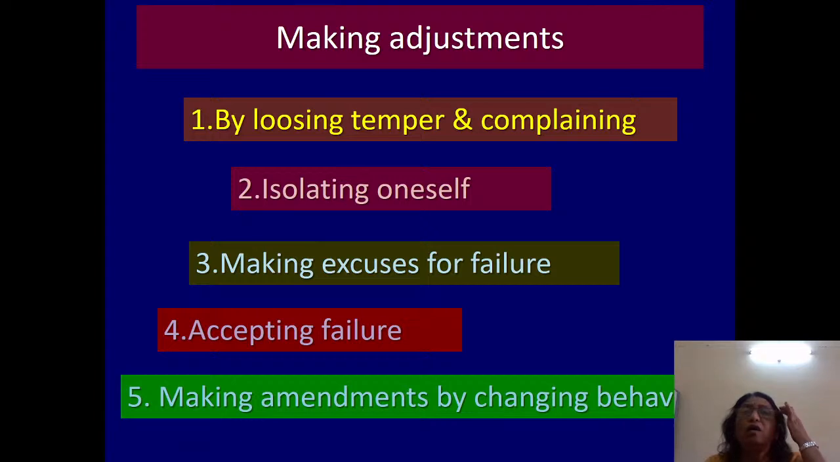Making adjustments: how we can make adjustments and behave. Some of them may adjust themselves and behave normally, while some lose their temper and keep complaining all the time. I will tell you one incident in one of the universities. The student kept complaining: this is not there, that is not there, this class was not good, that class was not good, all the time. Ultimately, one of the faculty asked that student, okay, if you are not satisfied with anything, then why don't you leave the university? Then he had no answer.